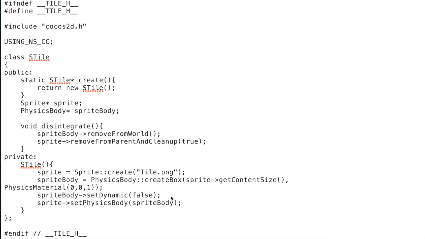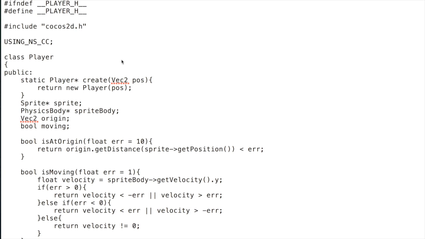And then this one, because they're just floating in air, we don't want them bouncing around, we want them to stay in place. So these tiles have their set dynamic set to false. So now there'll be static bodies instead of dynamic bodies. And then once we've set all the properties, then we want to make sure the sprite has that body. So we set its physics body to the sprite body. Next we will cover the player. Same idea, create method, sprite and sprite body.